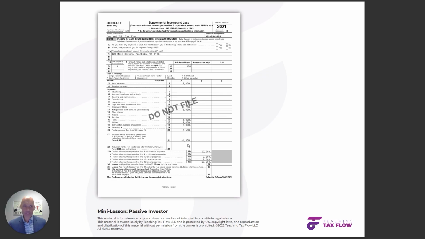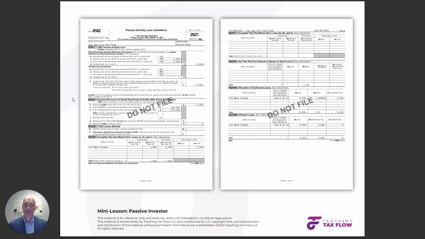That $1,500 loss is not deductible in the current year for Joe and Jill tax flow because they're a passive investor. Now that loss isn't gone, it just carries forward as a passive activity loss carry forward, which brings me to this next form, 8582. Form 8582 is the form that tracks your passive activity losses.